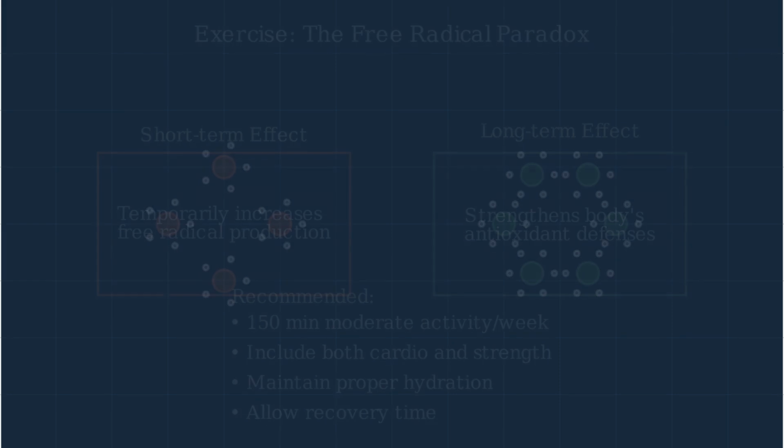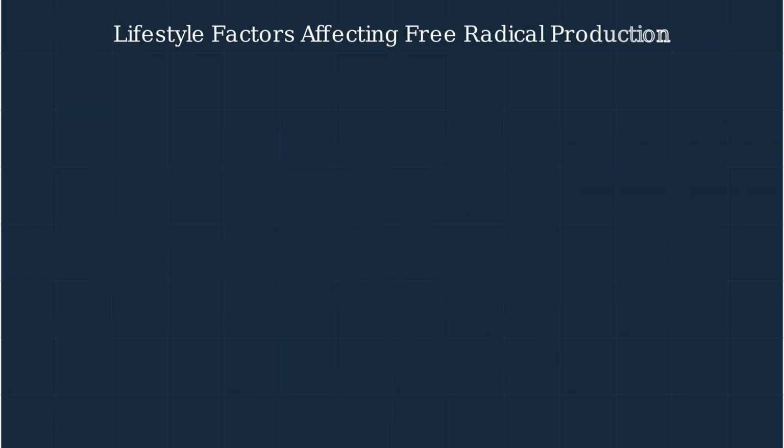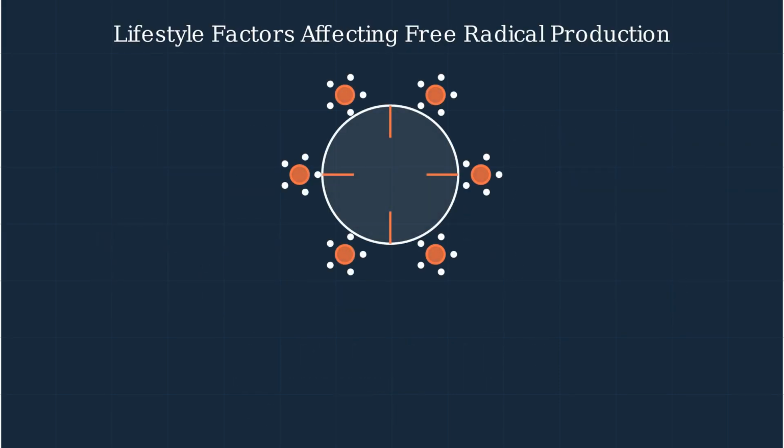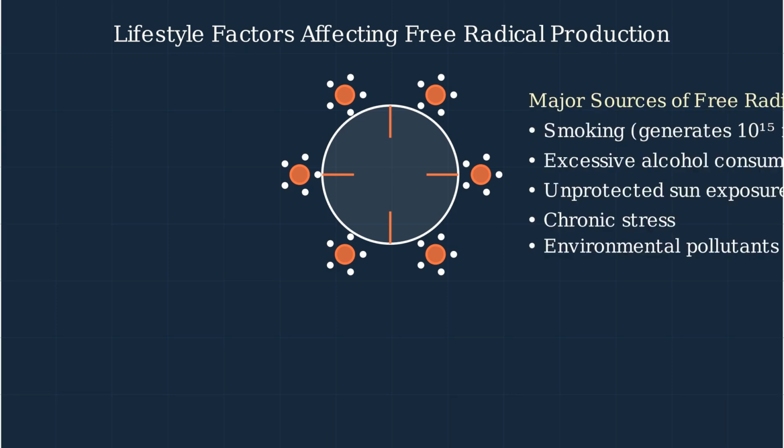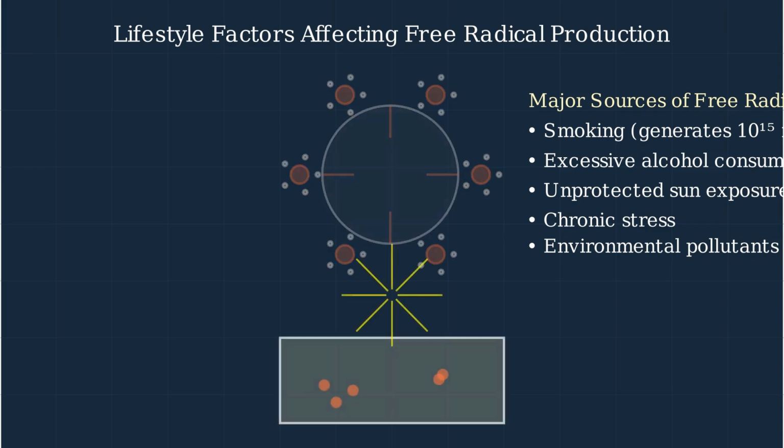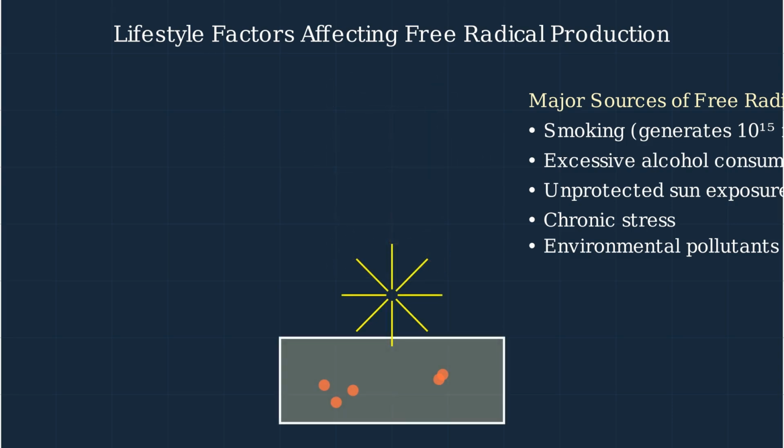Several lifestyle factors can significantly increase free radical production in your body. Smoking is particularly damaging, generating over 10^15 free radicals per puff. Excessive alcohol consumption, unprotected sun exposure, chronic stress, and environmental pollutants also contribute significantly to oxidative stress. Sun exposure, in particular, creates reactive oxygen species that can lead to skin damage, premature aging, and increased pigmentation.